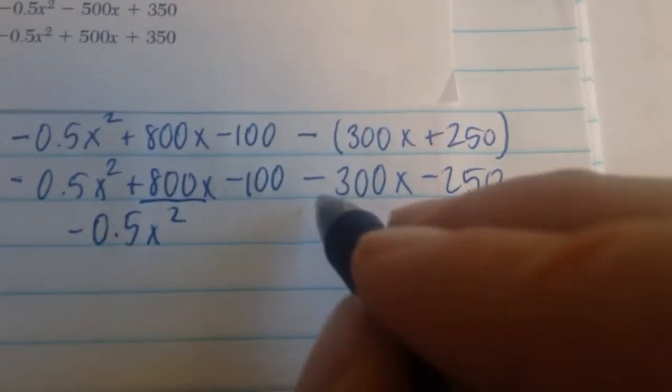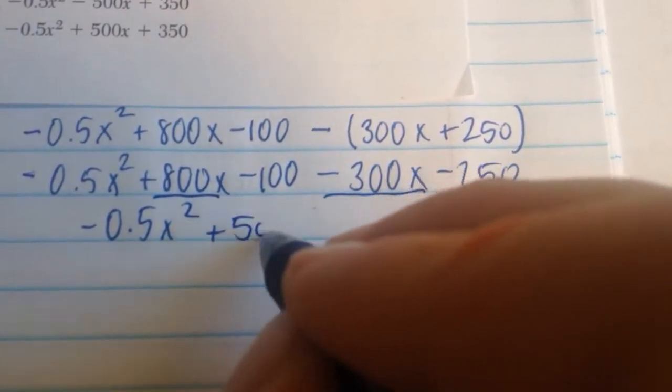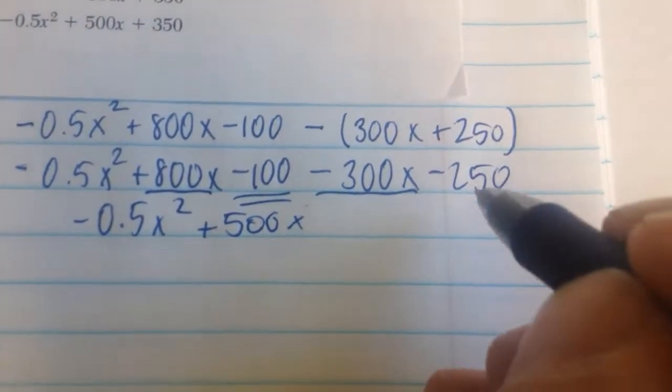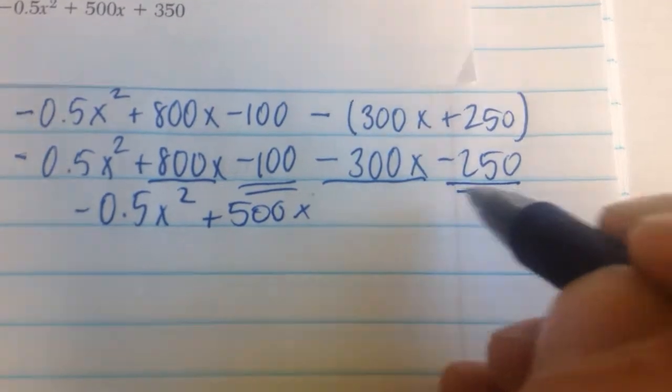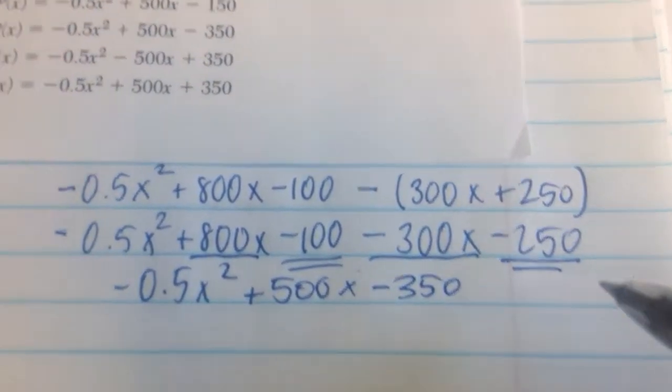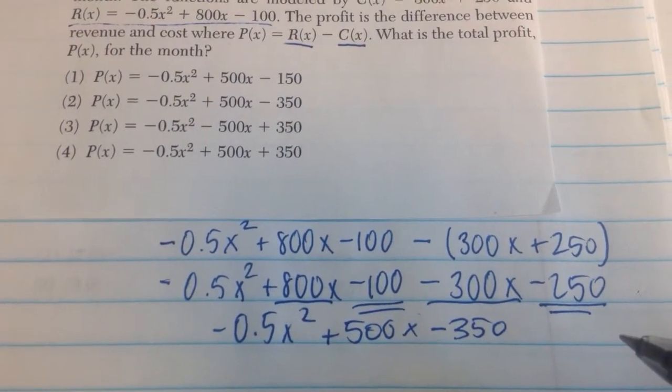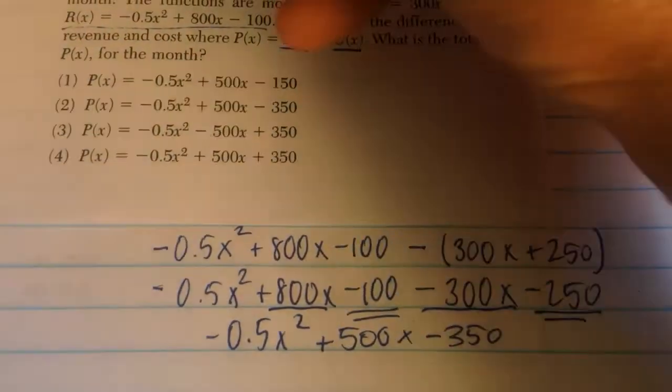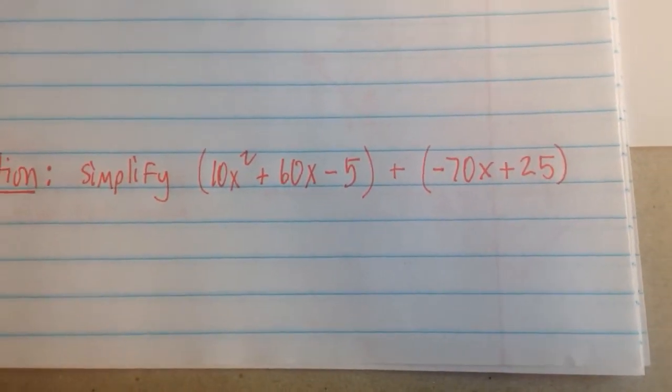So now if I want to combine like terms, I have negative 0.5x squared. 800x minus 300x is plus 500x. Minus 100 minus 250 is minus 350. This was choice number 2. For your corrections, simplify the following.